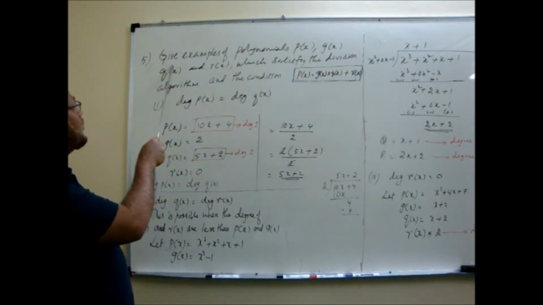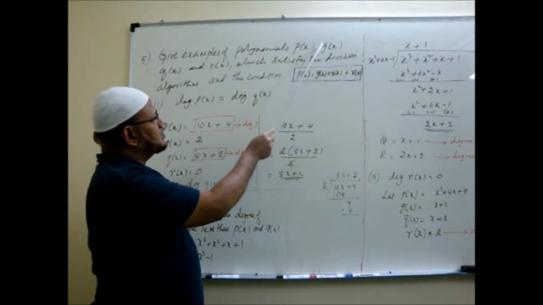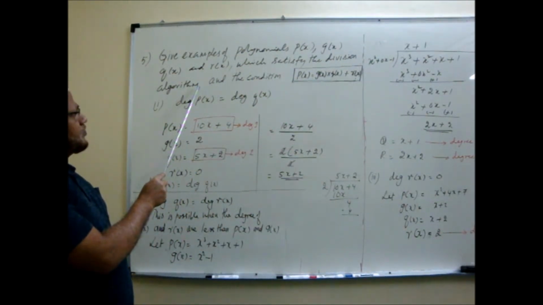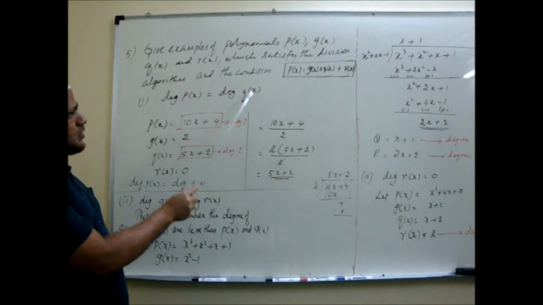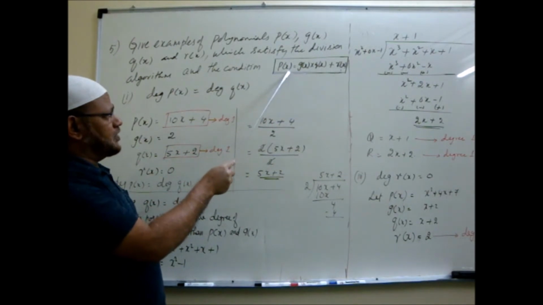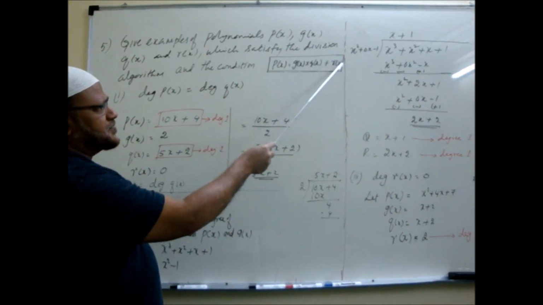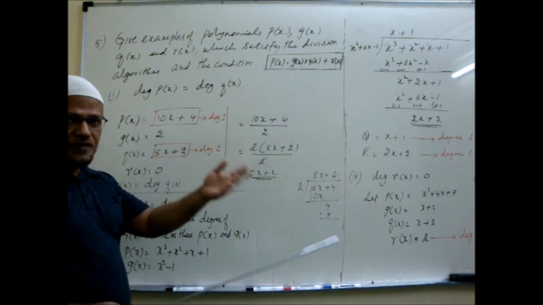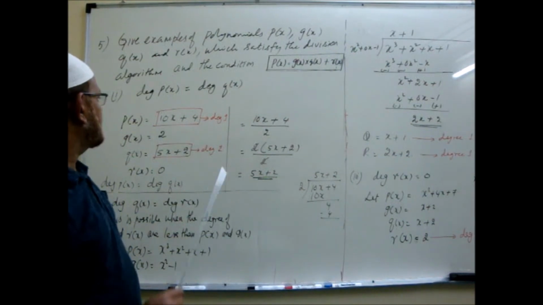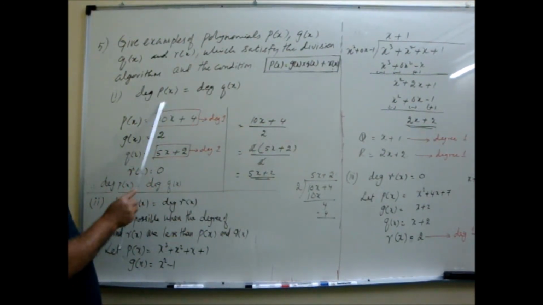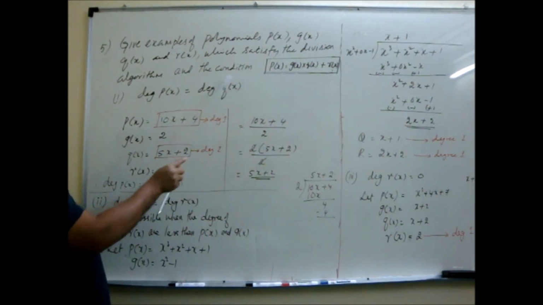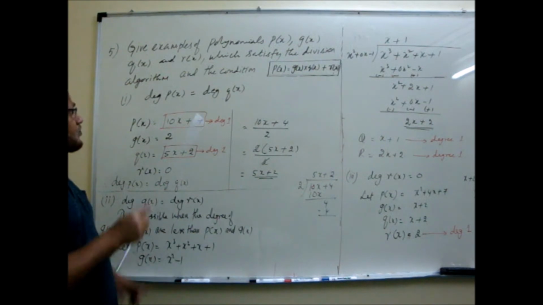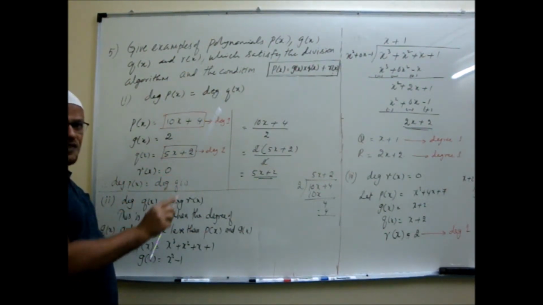The question says: give examples of polynomials p(x), g(x), q(x) and r(x) which satisfy the division algorithm and the given condition. It should satisfy the division algorithm, which you know: p(x) is equal to g(x) into q(x) plus r(x), means dividend is equal to divisor into quotient plus remainder. There is one more condition: when you give your examples, the degree of p(x) and the degree of q(x), means the dividend's degree and the quotient degree, should remain the same.